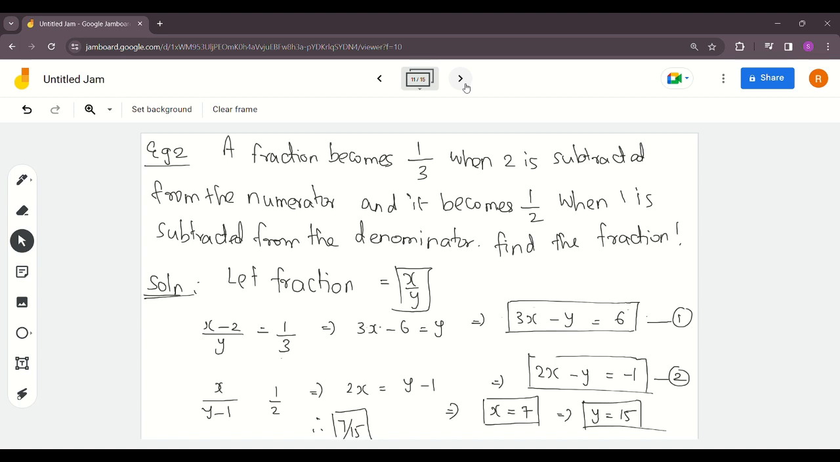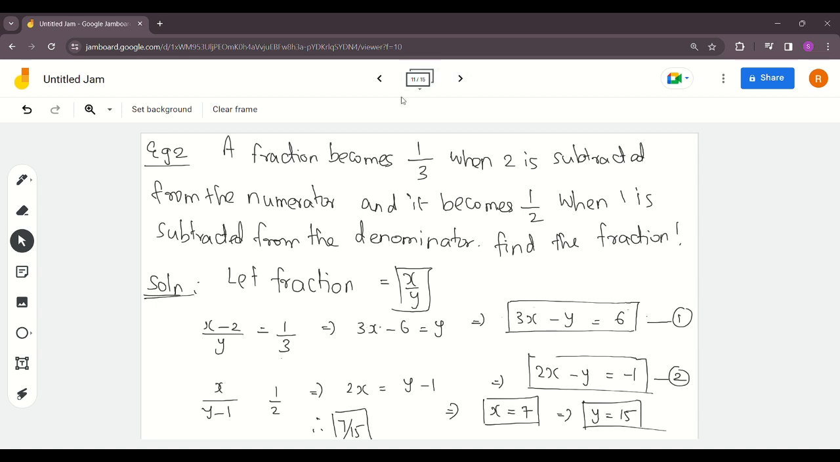This is a very interesting question. A fraction becomes 1 by 3 when 2 is subtracted from the numerator, and it becomes half when 1 is subtracted from the denominator. So find the fraction. As I already told you, a fraction means it should be kept as x by y. So now carefully see the question.